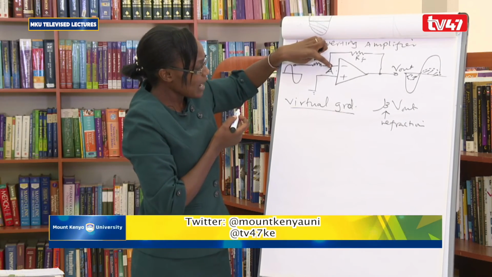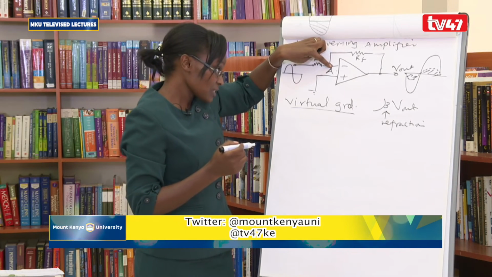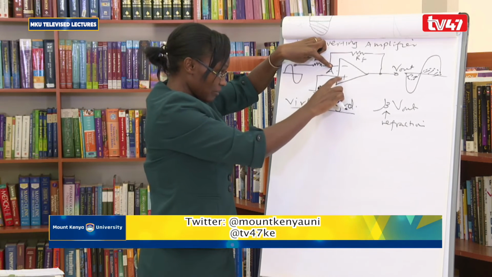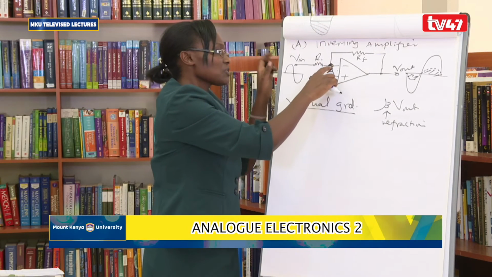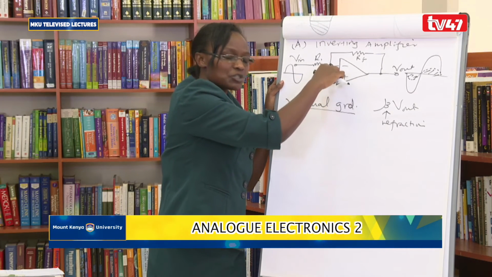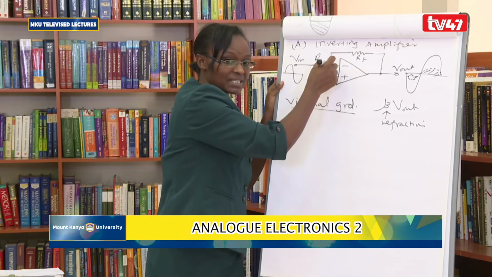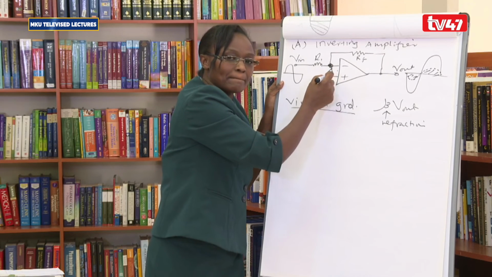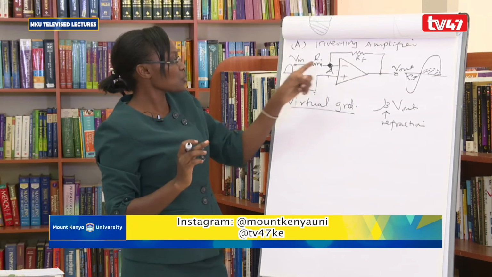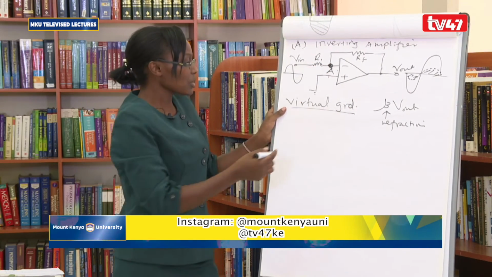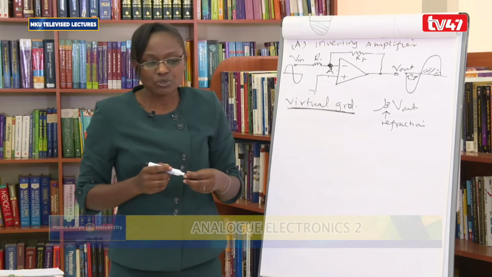It's like we are having a ground here. The reason we call it a virtual ground is because at the non-inverting terminal we have ground. It's like there is a short between this terminal, that is the inverting, and the non-inverting. But despite the existence of that short, there is no current that flows between the two terminals, and that's why we call it a virtual ground.